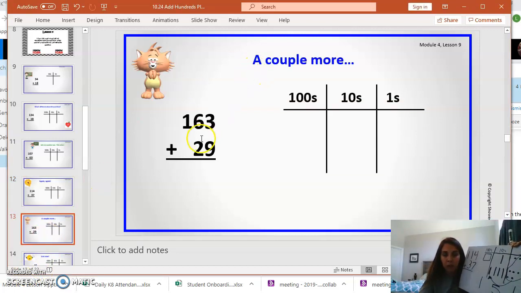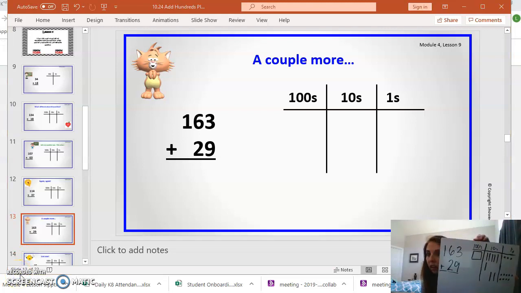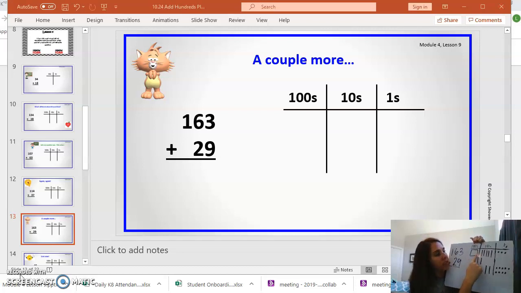A couple more. All right, go ahead and set this problem up. 163 plus 29. Okay, here's 163 plus 29. I have 1 in my hundreds, 6 tens, 3 ones. 163 plus 2 tens, 9 ones. 29. So I'm going to go ahead and look, and I'm going to count.